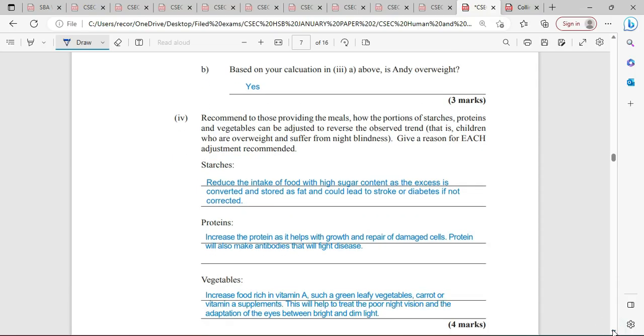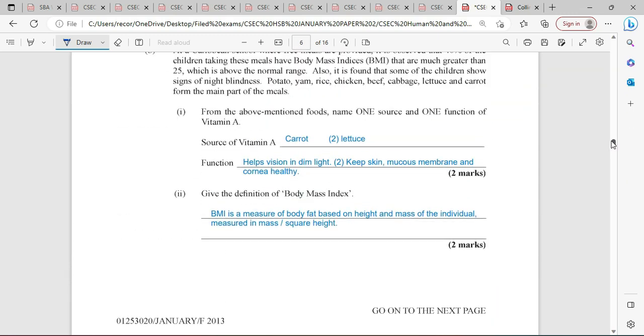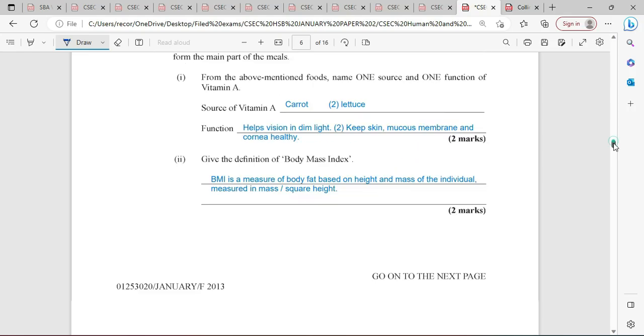Recommend to those providing the meal how the proportion of starch, protein, and vegetable can be adjusted to reverse the observed trend. That is, children who are overweight and suffer from night blindness. Give a reason for each adjustment recommended. Now, starch, you realize that we had potato, rice, and can anybody tell me what the other was? Potato, yam, and rice. Awesome.